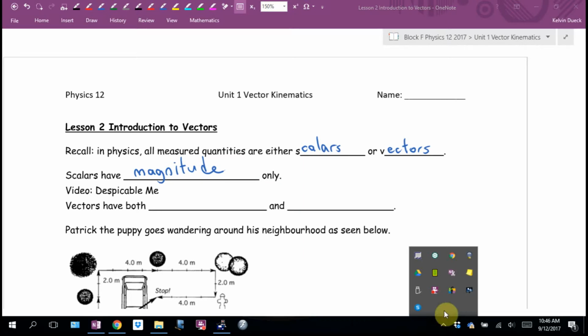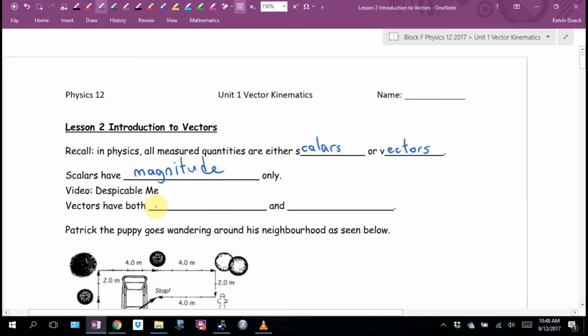Put your pencils down, look up. Patrick, what two things do vectors possess? Direction and magnitude. They have both magnitude and direction. It's always nice when Hollywood gets the math right.